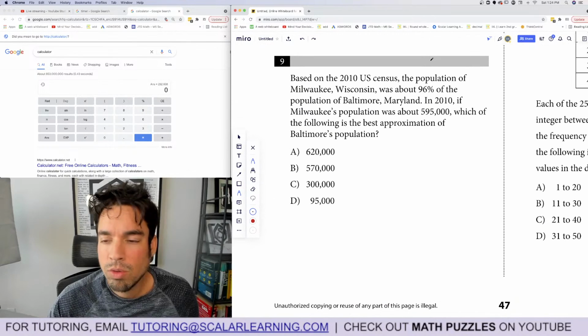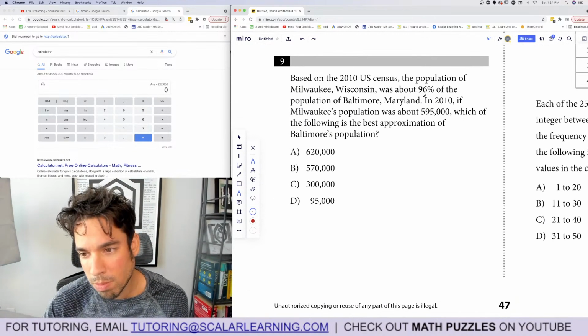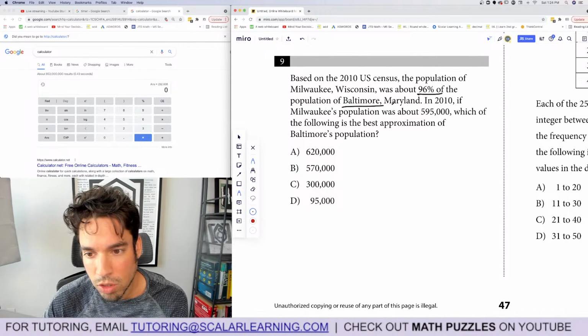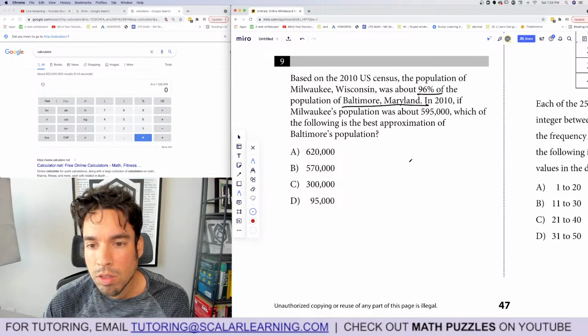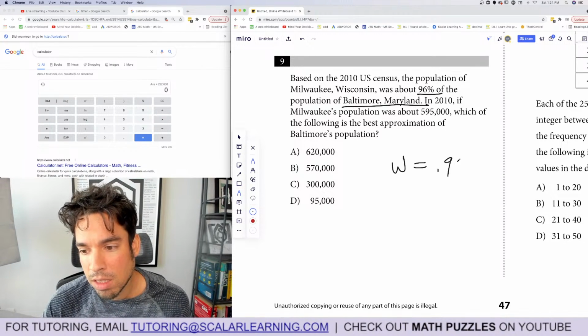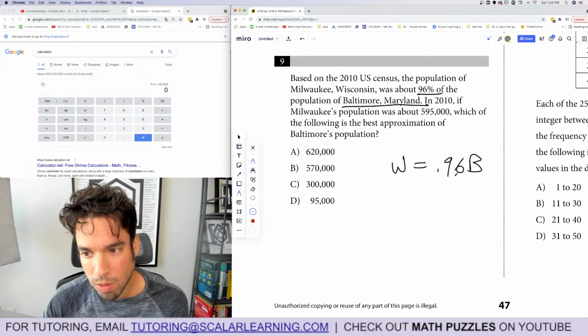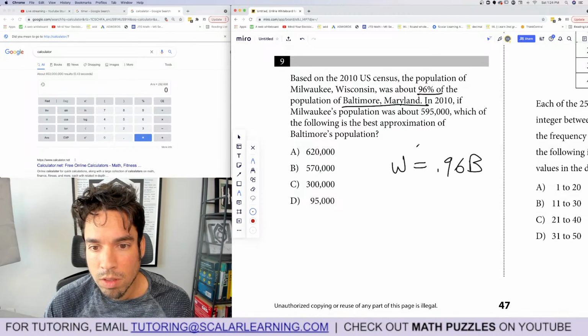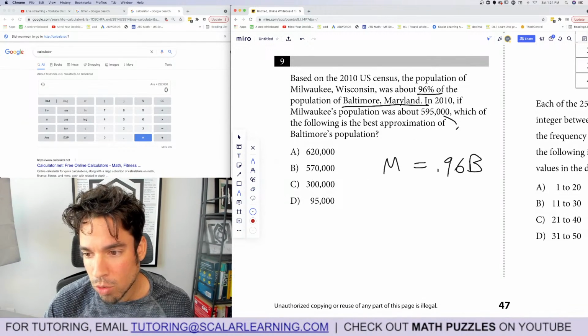Based on the 2010 U.S. Census, the population of Milwaukee, Wisconsin was about 96% of the population of Baltimore, Maryland. So I'm going to put that in an equation. Milwaukee, a.k.a. equals, 0.96 of Baltimore. In 2010, if Milwaukee's population was this, which of the following is the approximation for Baltimore's?